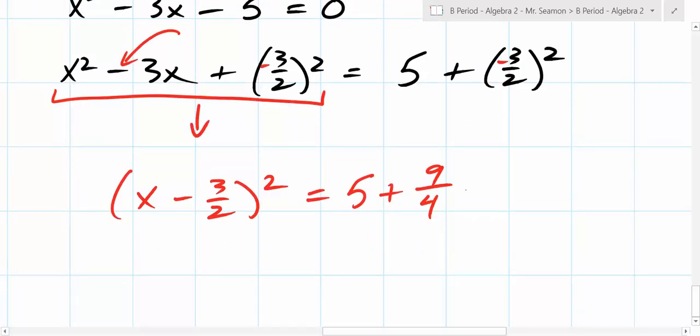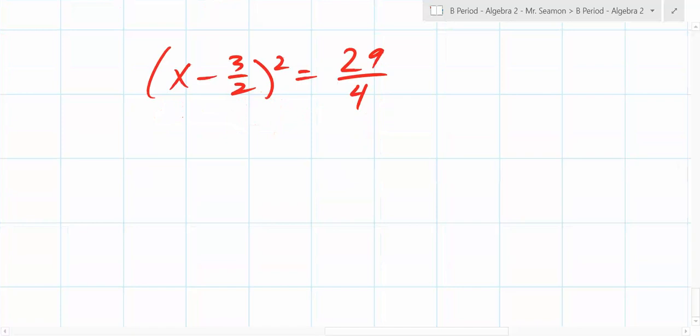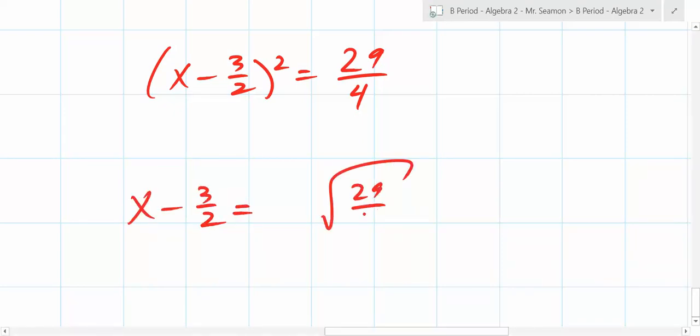So let's clean this up. How many quarters are in 5? 20. So it's going to be 29 over 4 right here. So then you now have x minus 3 over 2 squared is equal to 29 over 4. You have a square, so what do you do to both sides? So if you square root both sides, what are you left with on the other side? But that's only what's on the front? Plus or minus.